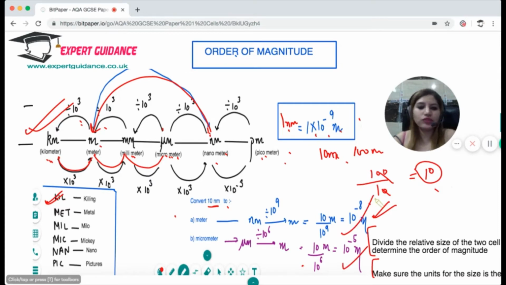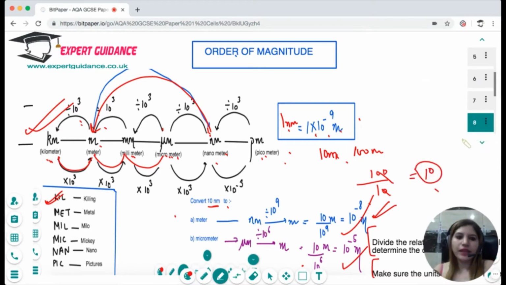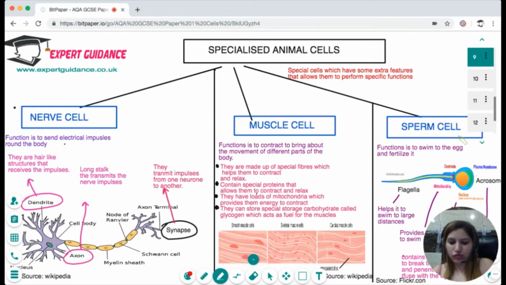So it's very important that you know how you need to convert. Make sure both the units are the same and then divide the two. Okay. Now, the next thing we need to do is, what are the specialized animal cells? Specialized animal cells are those cells which have some extra features that allow them to perform specific functions.